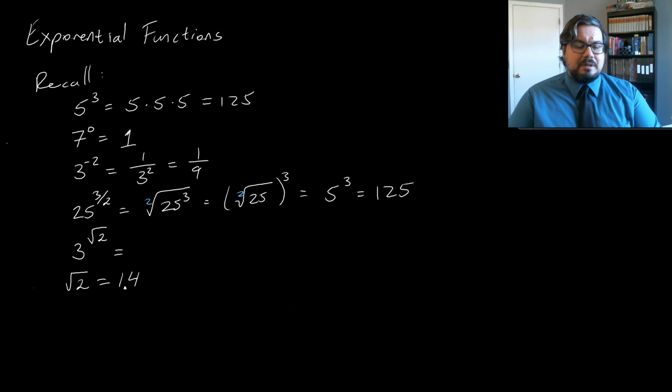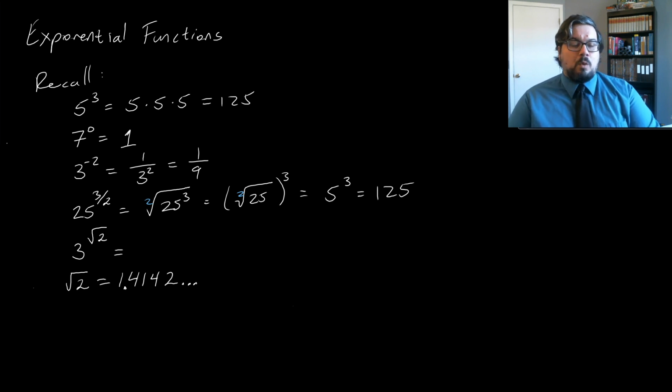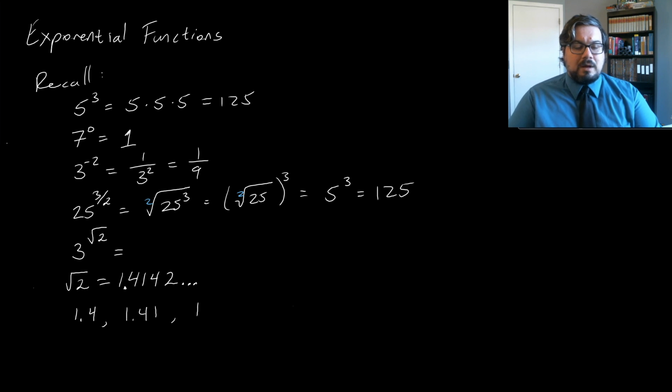Now, the square root of 2 is not a fraction, but it does have a decimal expression, and that starts 1.4142. What we want to do is look at a sequence of rational numbers that are getting closer and closer to the square root of 2. One way of doing that would be the following. We could look at the numbers 1.4, 1.41, 1.414, 1.4142, etc.